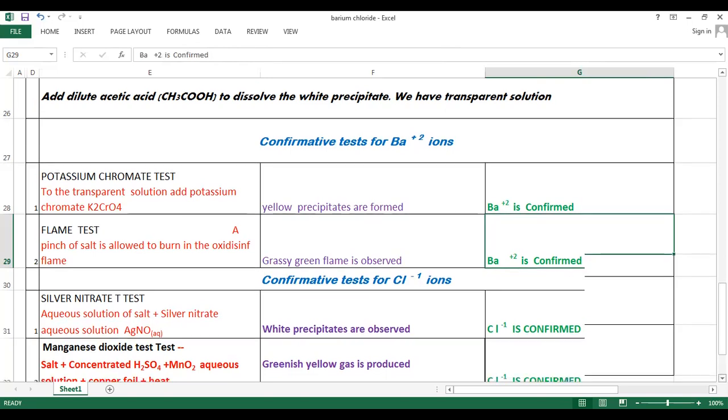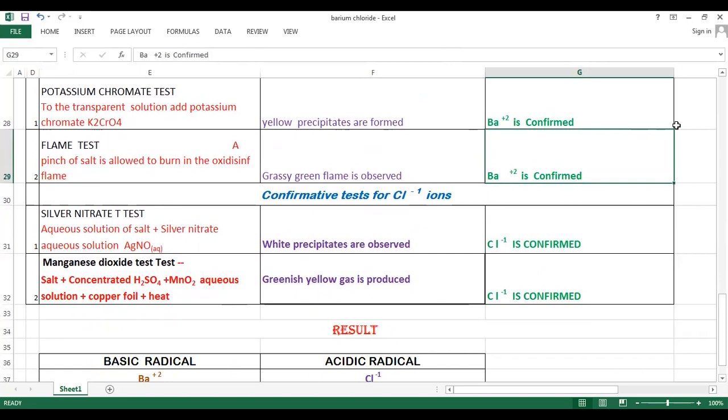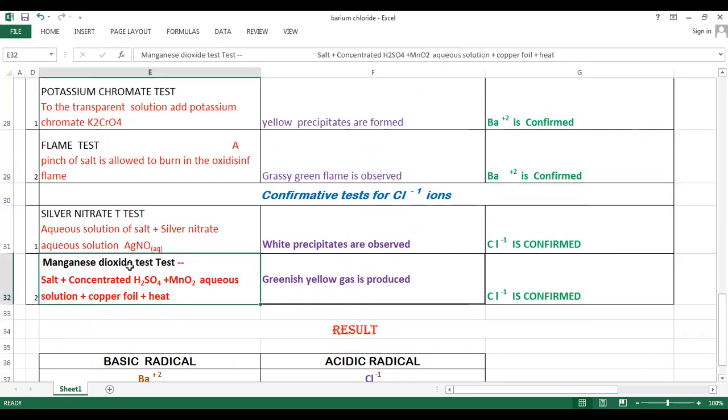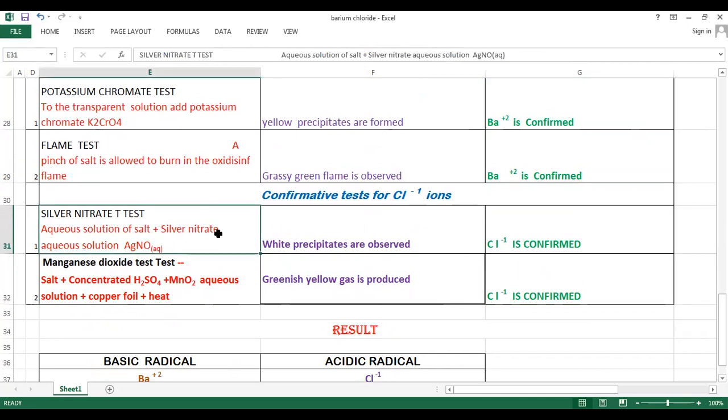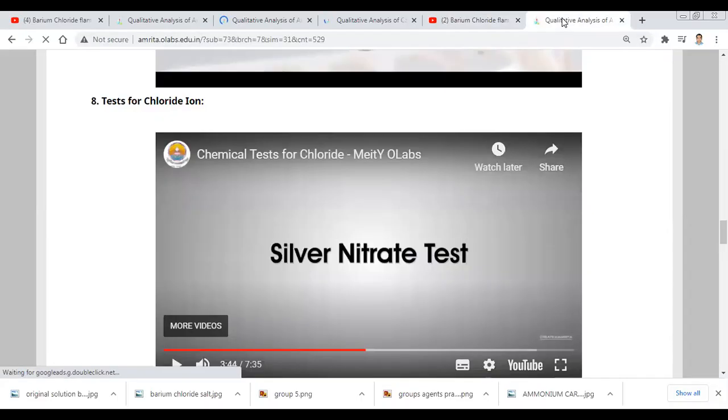My dear students, we have seen from the various tests that the presence of Cl minus was indicated by some of the tests. One test we have already done, that is the manganese dioxide test. In the manganese dioxide test, we have already observed the greenish yellow color, and we can say that chlorine gas, a greenish yellow gas, was produced, and Cl minus is confirmed. We are also going to perform one more test, which is known as the silver nitrate test. So let us have a look at the silver nitrate test.